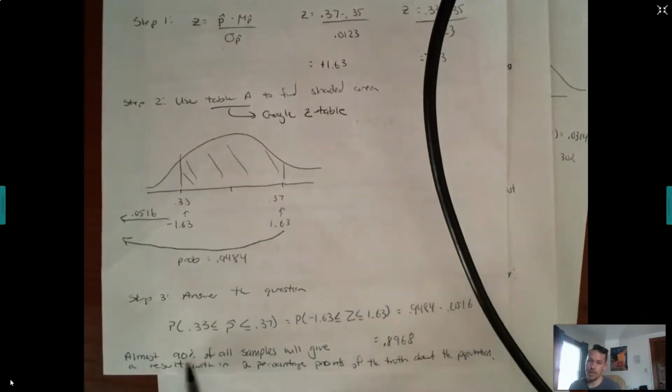So almost 90% of all samples will give a result within 2 percentage points of the truth about the population. So that means in this situation, with a sample size of 1,500, we can be pretty confident that the sample we choose is pretty accurate in terms of the proportion, right? It's within 2 percentage points of the actual proportion 90% of the time.